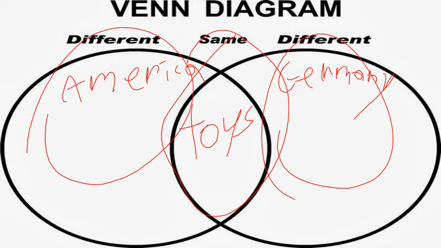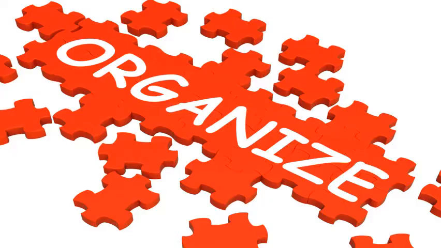You're going to get these two circles. You know what a Venn diagram is. You know what it looks like. You're going to be organizing it into the same and the different categories. Organizing it. You've got your research. You've got your topics. Now today you're going to plan it out. You're going to organize it.